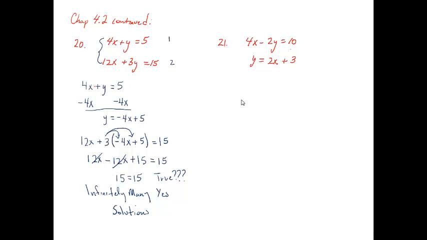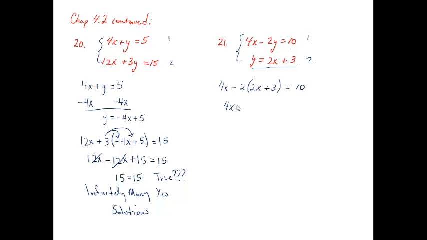All right, let's look at number 21. So now in 21, I'm still going to solve using the substitution method. And it just so happened that the second equation was already solved for y. So I can skip the first step. The first step says to solve one of the equations for a variable. Well, this one's already solved for y. So I'm going to go to the second step, which says take this equation and plug it into the first one. So I have 4x minus 2 times 2x plus 3 equals 10. So now I get to solve for x.